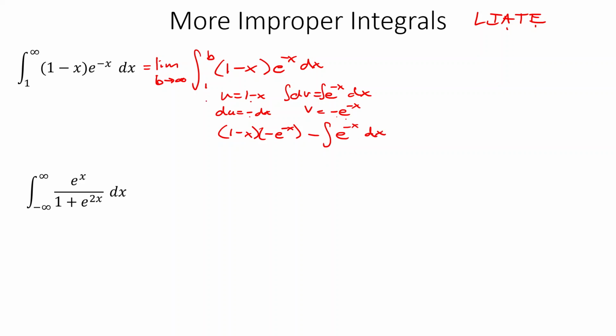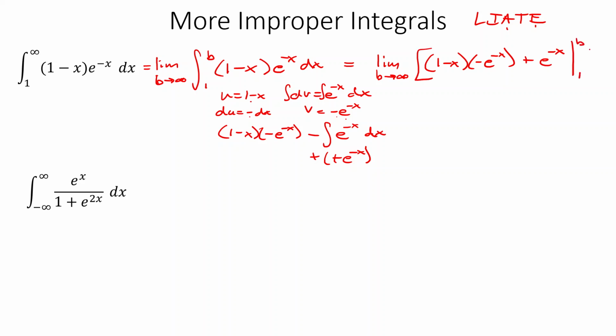I'm leaving off the bounds and all that stuff until the end. So if we integrate that, we're going to get another minus e to the negative x. So that'll be plus e to the negative x. So now we've got the limit as b goes to infinity of 1 minus x times negative e to the negative x. If I wanted to, I could change that to just x minus 1 times e to the negative x, plus e to the negative x. And then this is going from 1 to b.